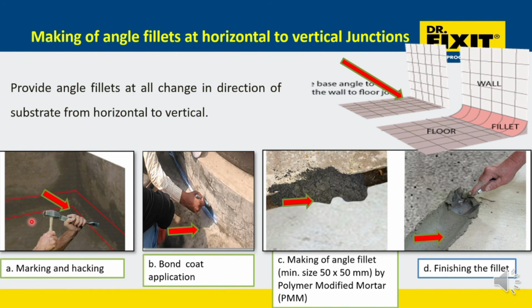First of all, in this situation as shown in the picture, we have marked here to clean up the hacking and mark it and make it very clean and neat. Then second step, we'll apply a bond coat with one part of cement and one part of URP for better bonding, and then we'll make an angle fillet of 50 by 50 by PMM. We will make it with the URP, this PMM polymer modified mortar, and finish with the help of a fillet. This is the way we have to do the angle fillet preparation. So I tried to explain with small pictures how to make the angle fillet for a better result.